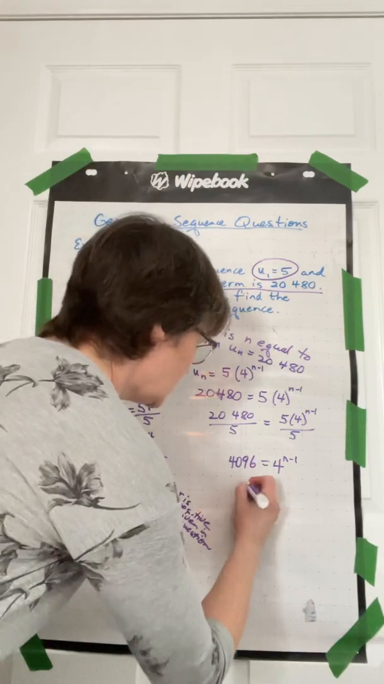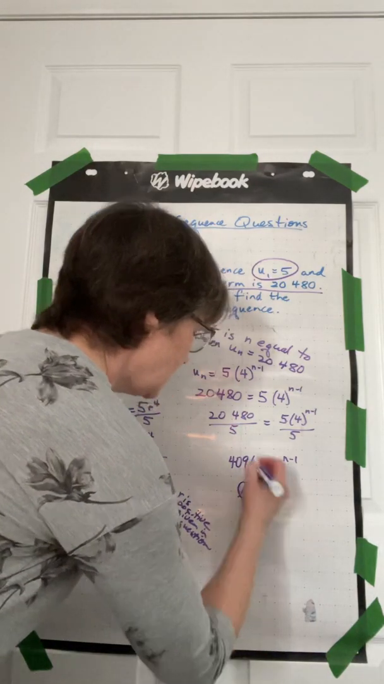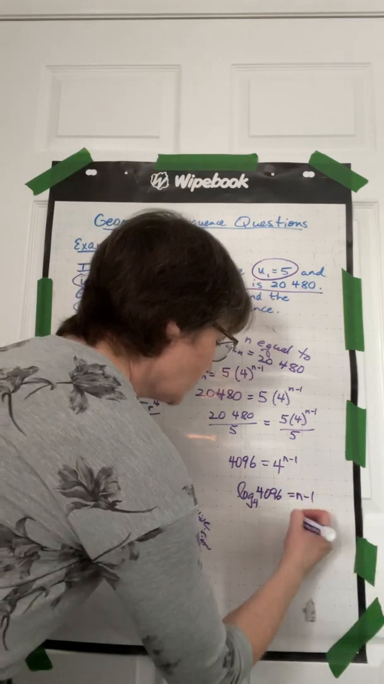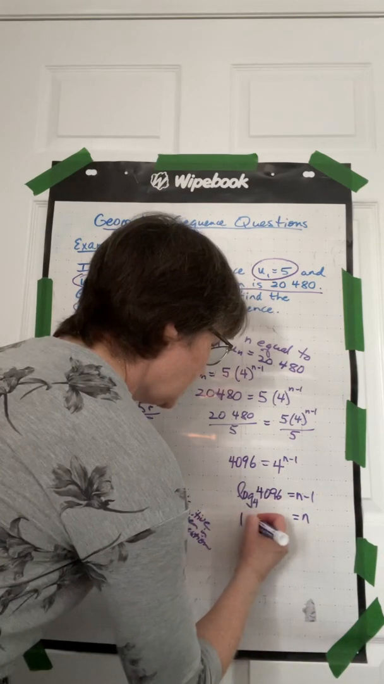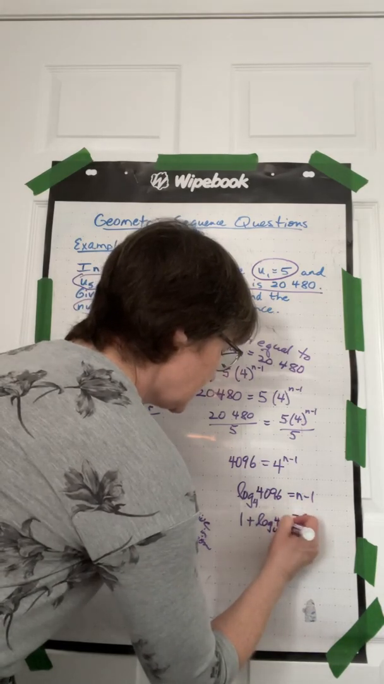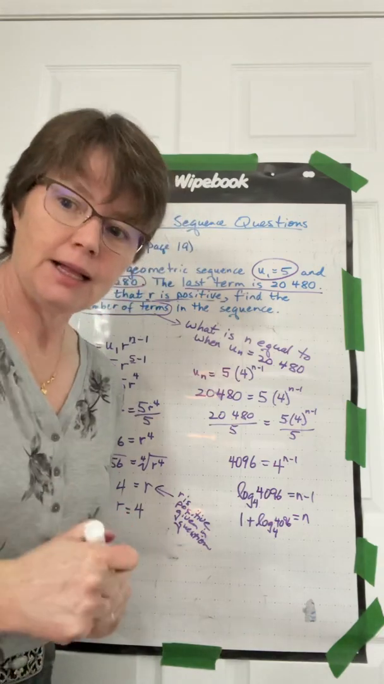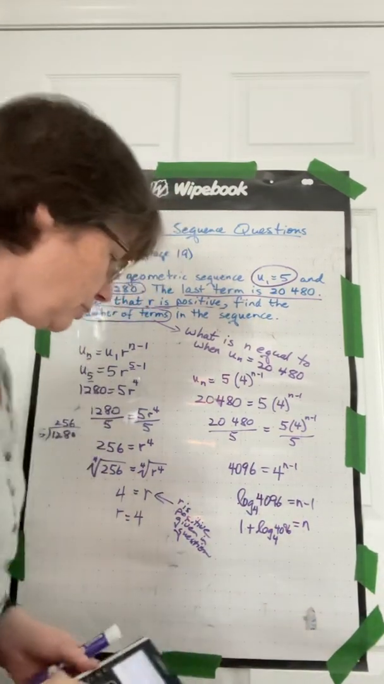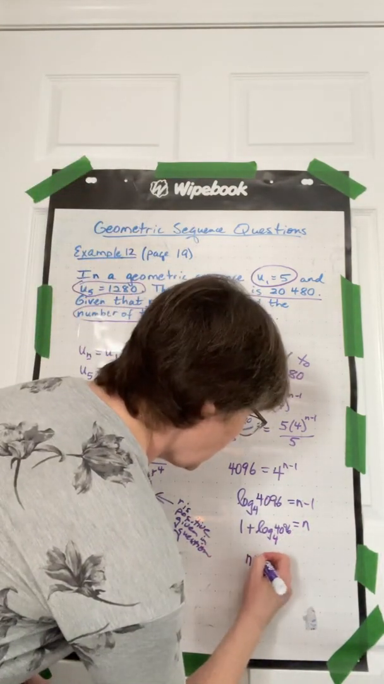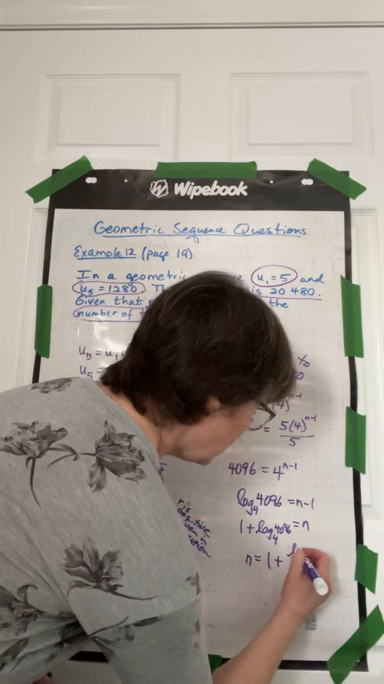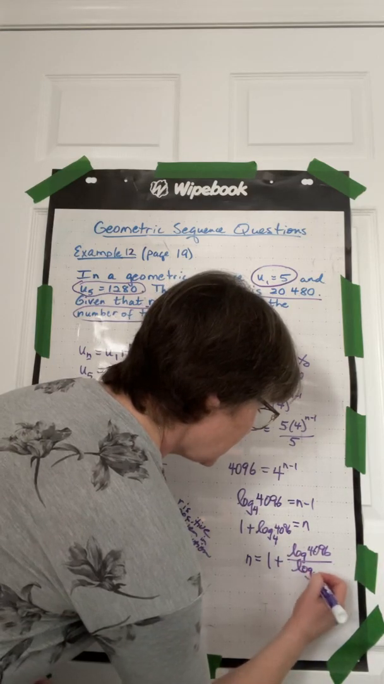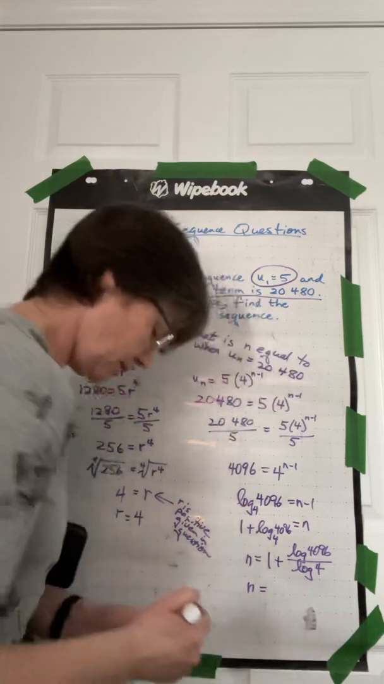It's now in an exponent statement. So log base 4 of 4,096 is equal to n minus 1. So therefore, n is going to be 1 plus that number, log base 4 of 4,096. All right, remember if you're using a calculator that doesn't allow you to put the base in, you can use the change of base rule. So we could say n equals 1 plus log base 10 of 4096 divided by log base 10 of 4. Let's calculate that number.